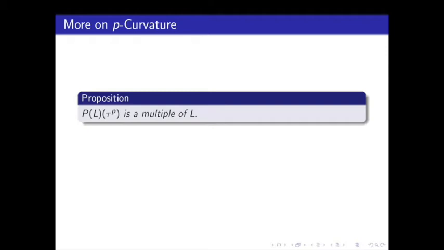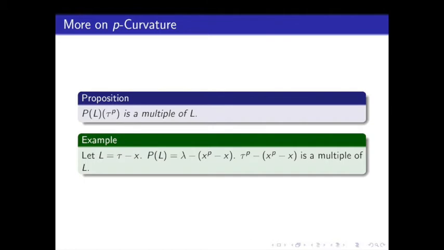Let me say something more about p-curvatures. If we replace lambda in the p-curvature by tau to the p, it turns out that the operator is actually a multiple of L. Why? Because this is a direct application of the Cayley-Hamilton theorem. Let's see an example. If L is tau minus x, the p-curvature of L is tau minus x to the p minus x. If we replace lambda by tau to the p, this operator is a multiple of L.